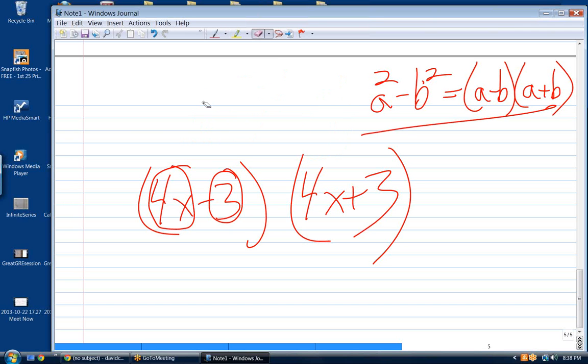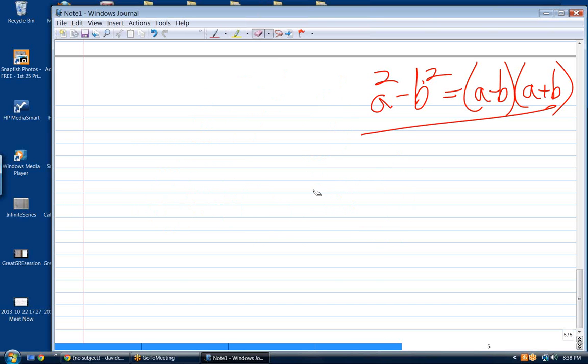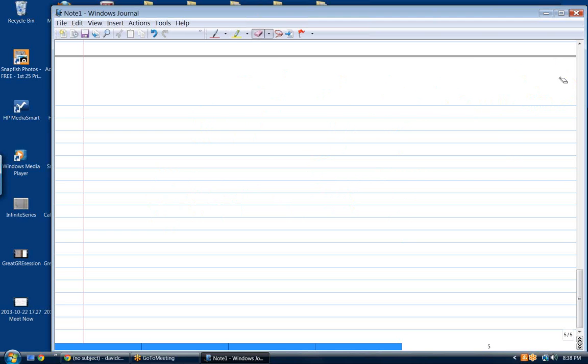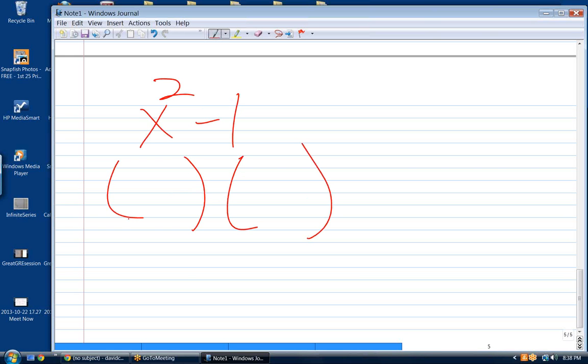Okay. And the one that's usually the hardest, the most often overlooked, factor that. X squared minus 1 would be x plus 1, x minus 1? Yeah. Most people don't tend to think of 1 as a perfect square, but it is. So we have difference of perfect squares there.